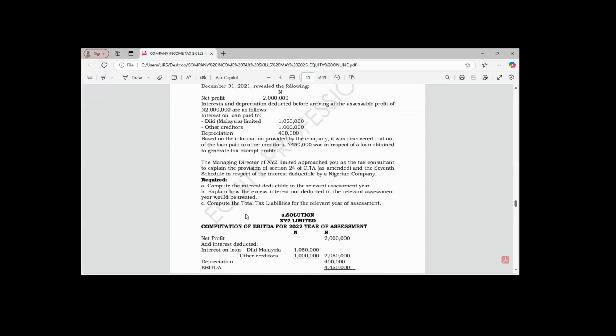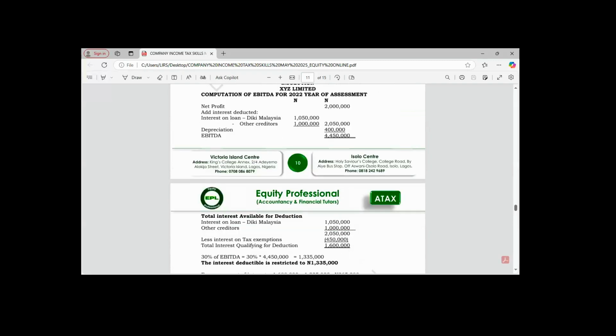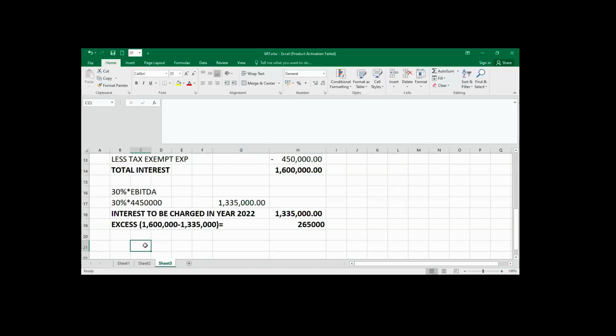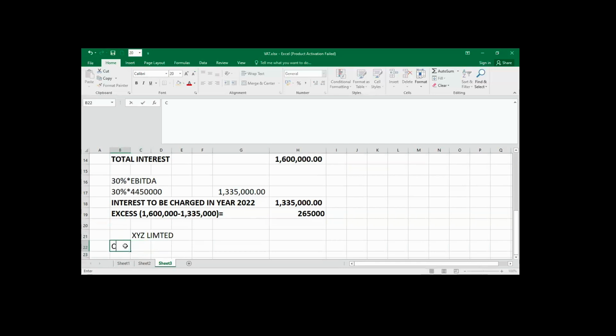Then the last one, they said we'll compute the total tax liability for the relevant year of assessment. I think that for this one, the solution is not here. So to compute the total tax liability now, let us go back to our Excel. So we have the name of the company, SYZ Limited. Computation of tax liability for 2022 year of assessment.